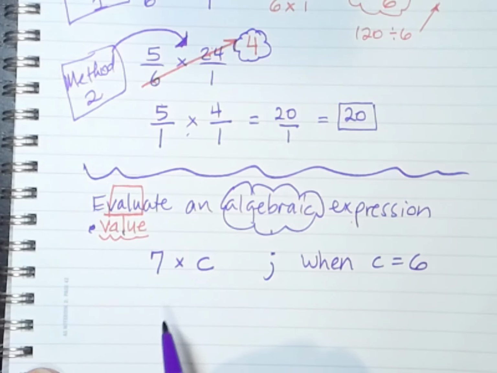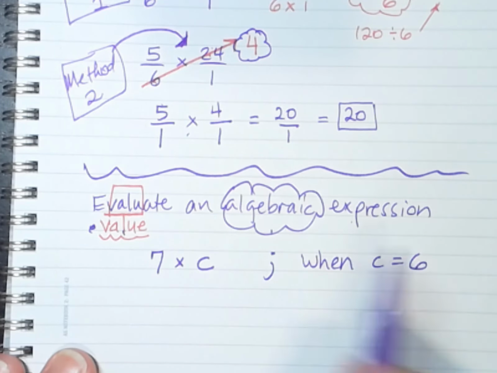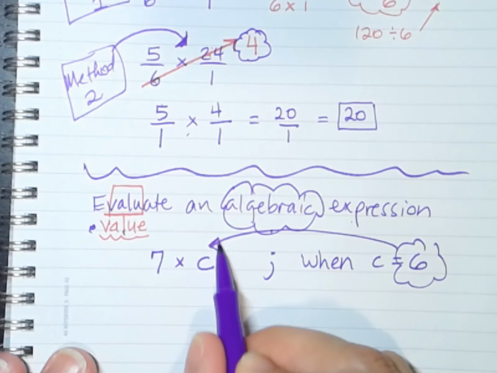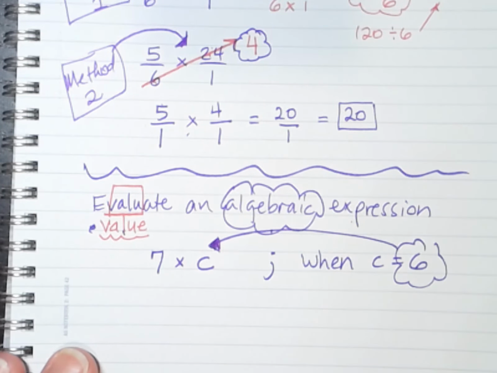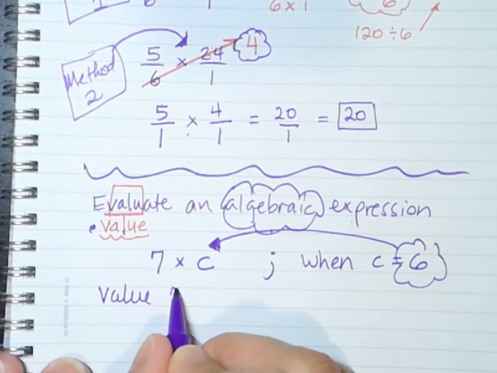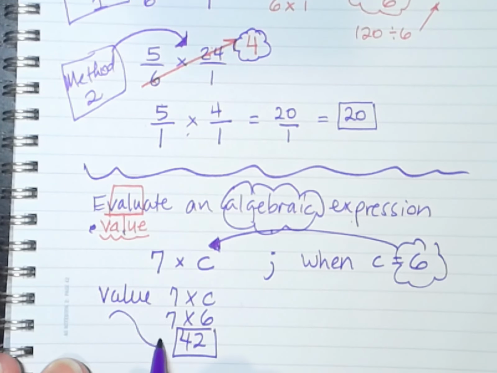So what I'm asking you to do is tell me what's 7 times C, but I want you to take the 6 and substitute it in. Kind of like in football when you got your first string and your second string and now you got to put them in. Okay? So the value of 7 times C would be 7 times 6, and 7 times 6 is 42. So the value would be 42.